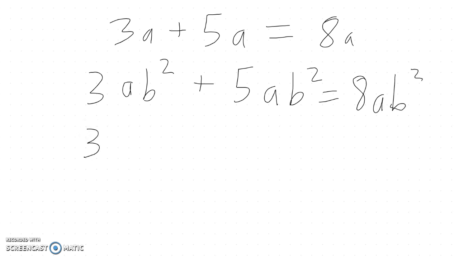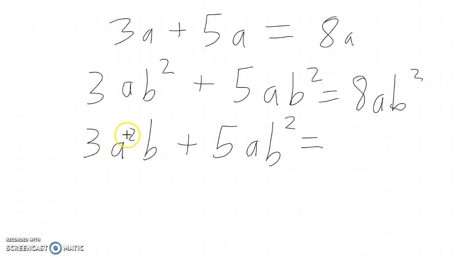Now let's say I have 3a squared b plus 5ab squared. What does that equal? It doesn't equal anything. It just equals 3a squared b plus 5ab squared. Why? Because they're not like terms. Over here, a is being squared. Over here, b is being squared. So these are unlike terms. You cannot combine unlike terms. Just like you can't add up a cow and a dog and have it be a single thing, you can't combine a squared b and ab squared.